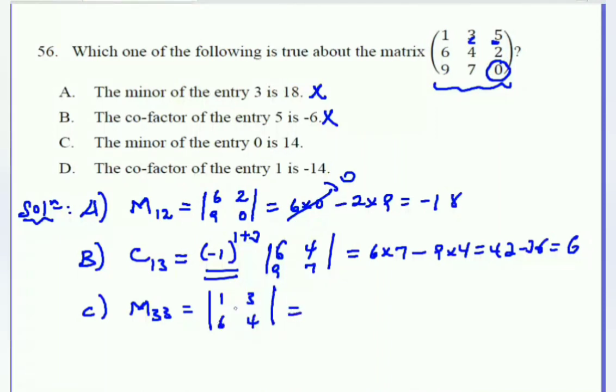Calculate the determinant of this one. 1 times 4 minus 3 times 6. This is minus 14. Still, this is wrong. The cofactor of the entry 1 is minus 14.